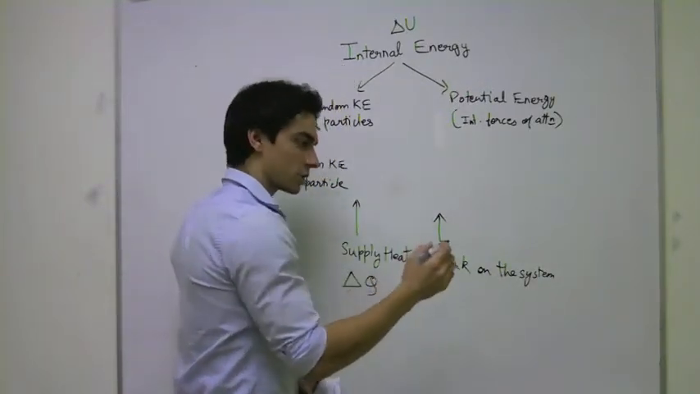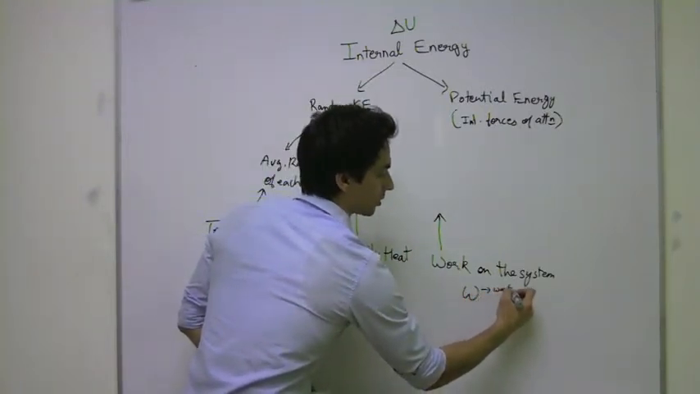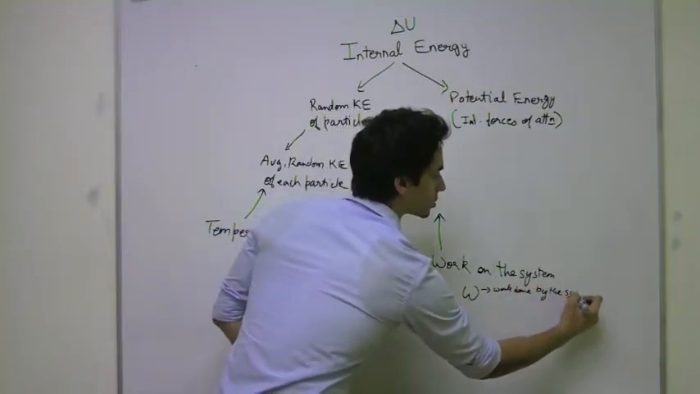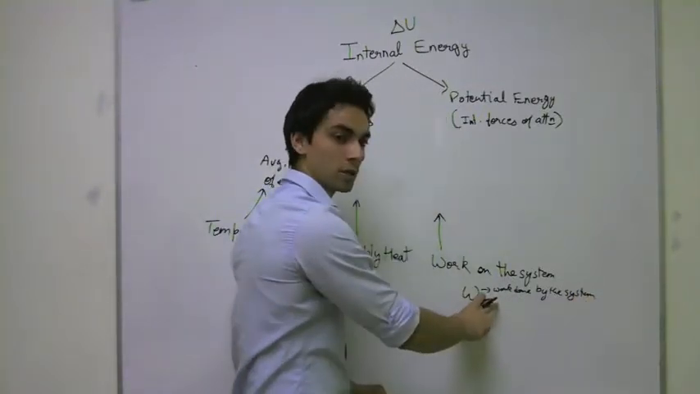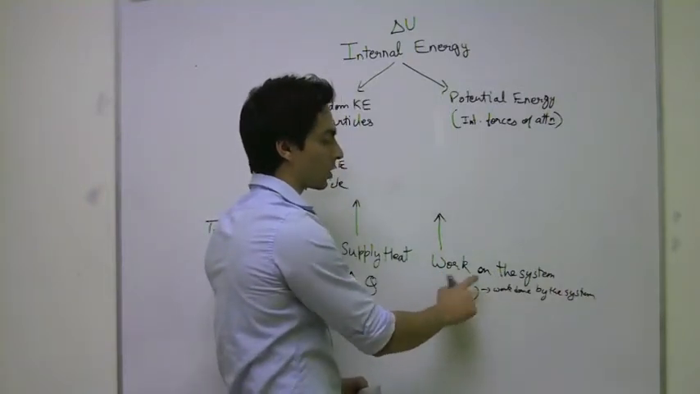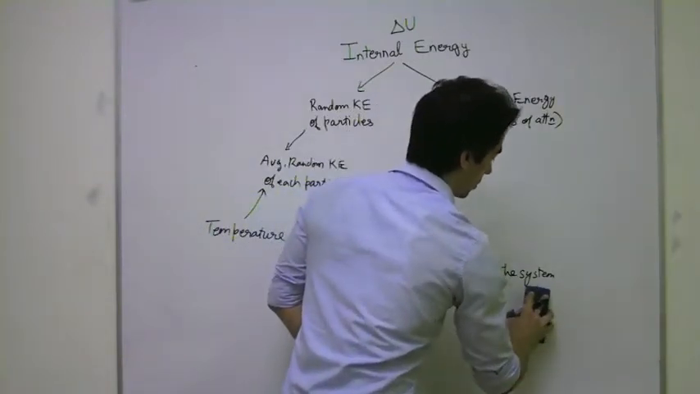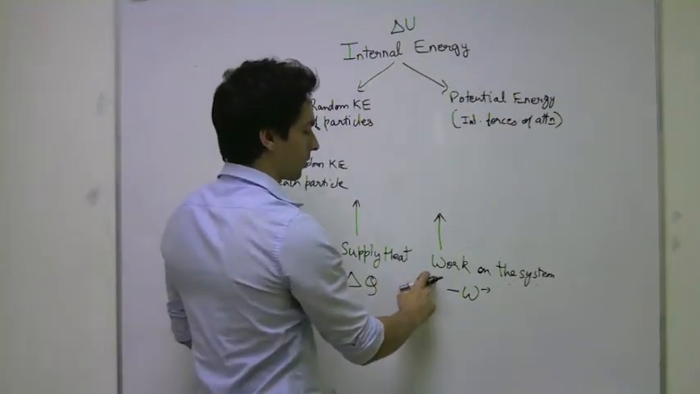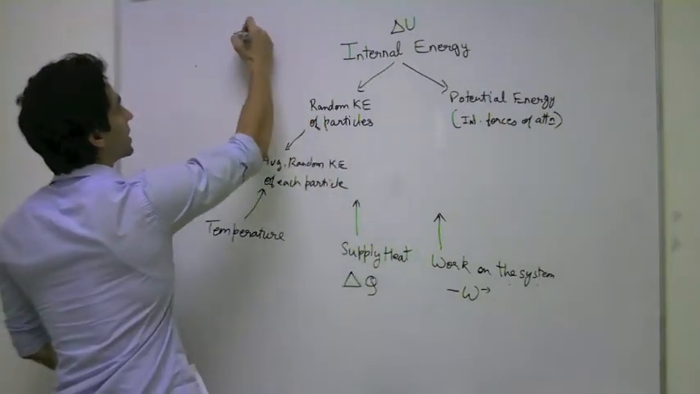By definition, W means work done by the system. So by default, W is work done by the system. Now, if I had to write work done on the system, I would have to put a negative sign in front of it. Therefore, internal energy can be increased by either supplying heat or work done on the system.